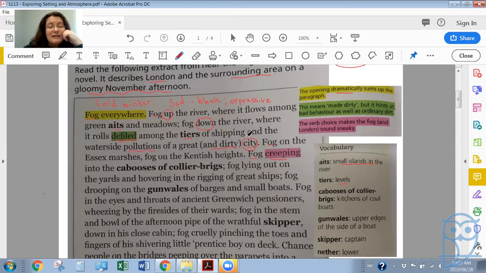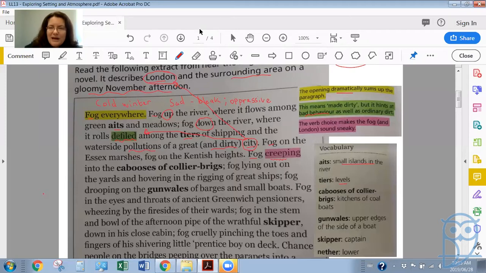So the city is actually affecting the fog here. The city is defiling the fog. This means made dirty, but it hints at bad behavior as well. So for example, if someone defiles a tomb or a grave, they are desecrating it, they are vandalizing it. So there's an idea of something that's actually dirty, like pollution, and then that's bad behavior, something that is misbehaving. And so this suggests something about London, doesn't it? Yes, the focus is on the fog, but notice how it's the city that is defiling the fog.